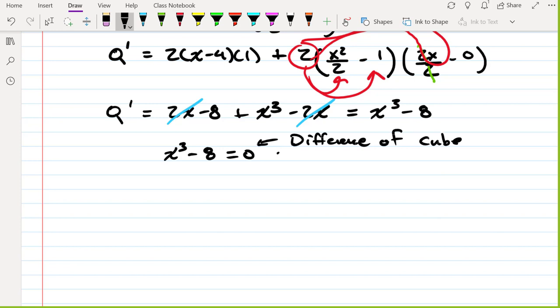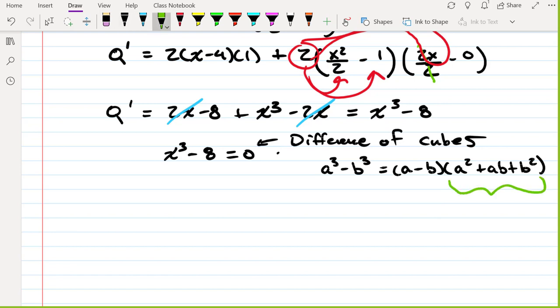And our formula for factoring the difference of cubes is, if I have a cubed minus b cubed, it's a minus b times a squared plus ab plus b squared. And something that's useful to remember is that when we use this formula, the quadratic trinomial will have no real solutions. So our only critical number is going to come from that very first part.